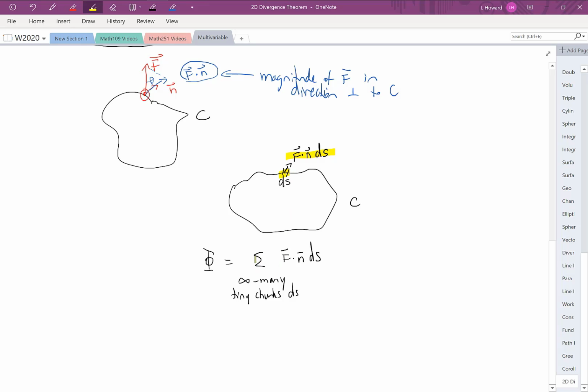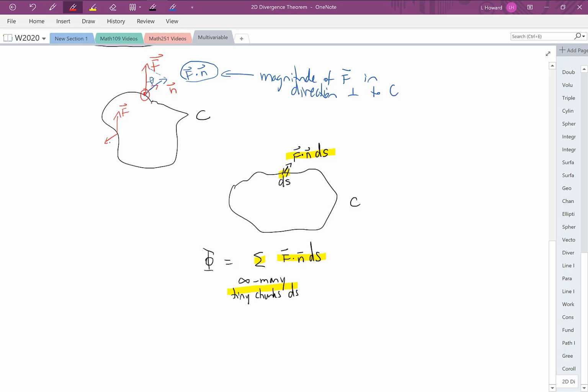And as we sum these up over these infinitely many tiny little chunks, then we're getting our total net outflow across our curve. So at points where F is pointing out of the region, you're getting a positive contribution to the outflow. And then you may have some points where, say, F is pointing into the region like that, and then you'll have a negative contribution to your outflow.